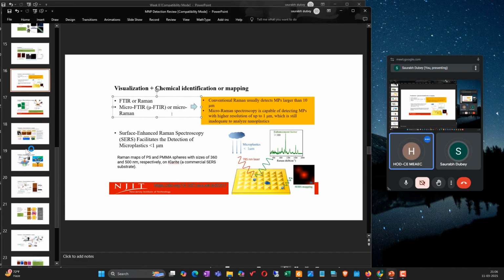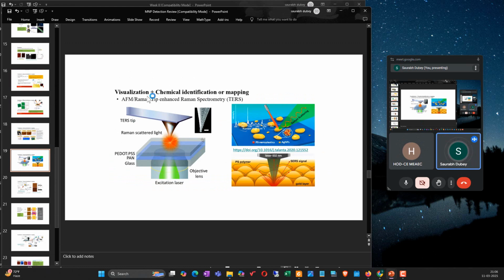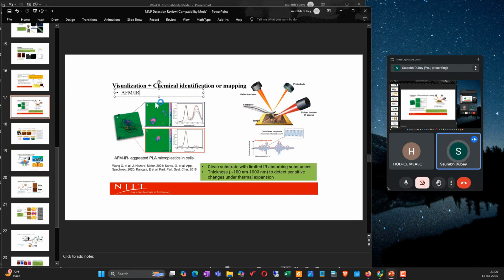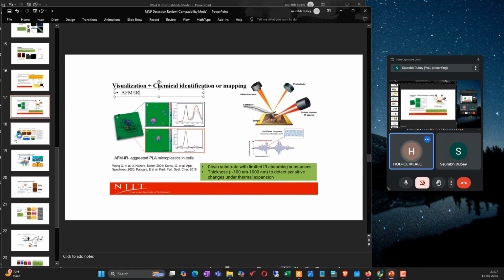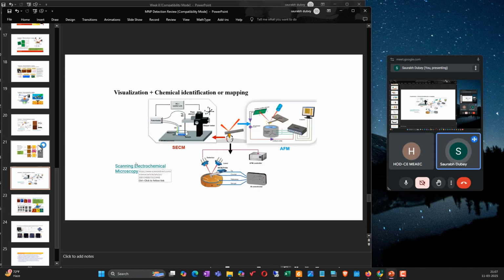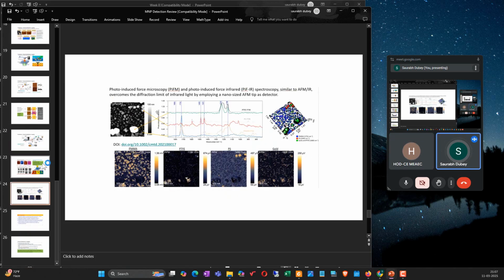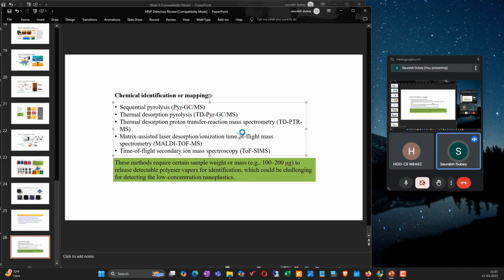So these were some different methods. With AFM, tip enhanced Raman scattering is being used. Some are using AFM with something called Kelvin probe microscopy. So different methods are there, but these are very difficult to implement at the ground level. So this was it for this particular session.